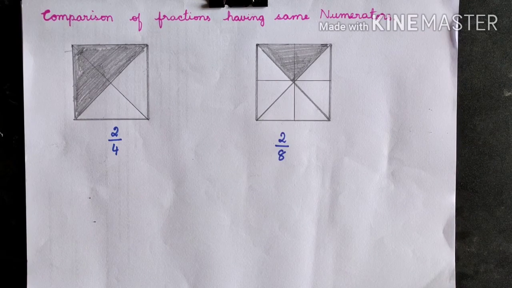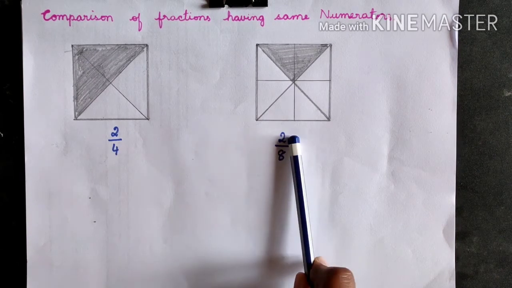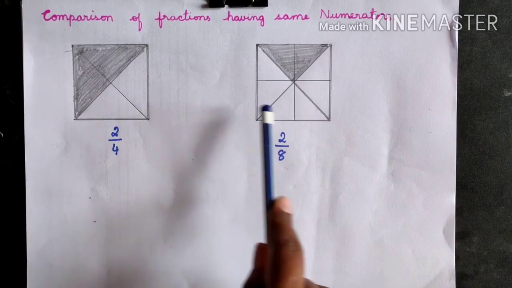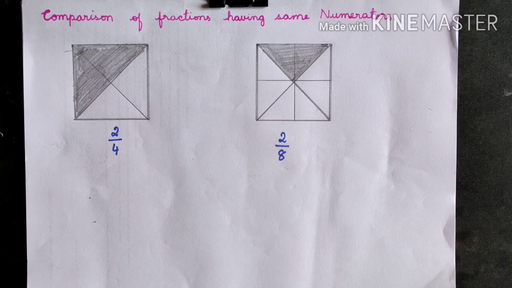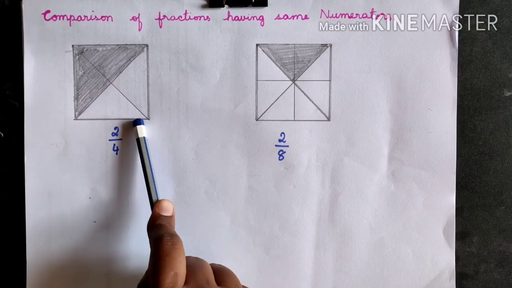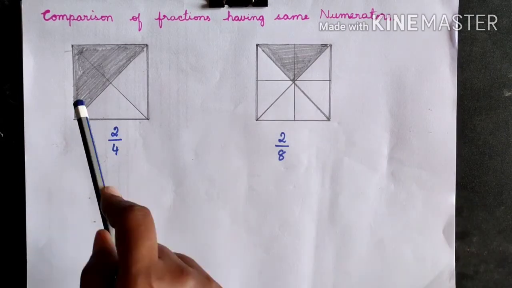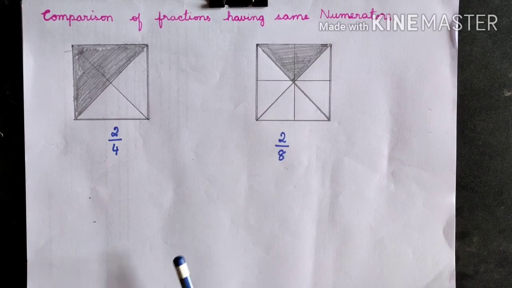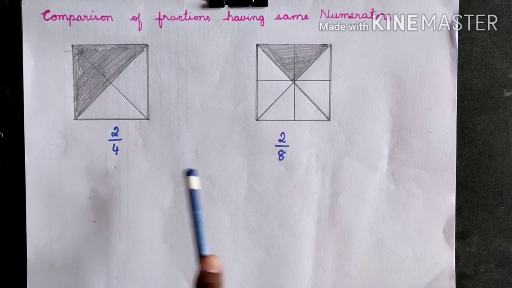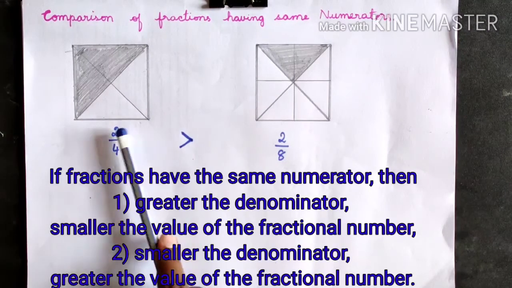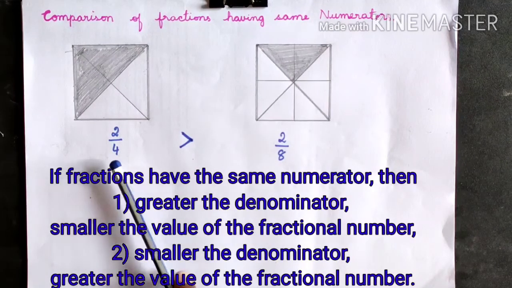Now if we observe the fractions carefully, we can see that the numerators are same but the denominators are different. In such case, if you look at the pictures, which one do you think is more shaded? If we see the first square, it is shaded more. If we see the second picture, it is shaded less than the first one. So we can say that 2/4 is greater than 2/8. So when the numerators are same, we have to compare the denominators.